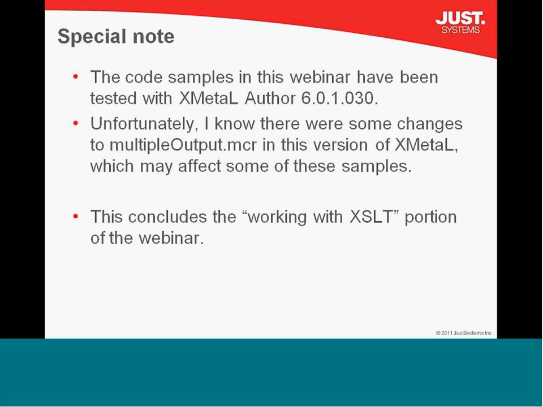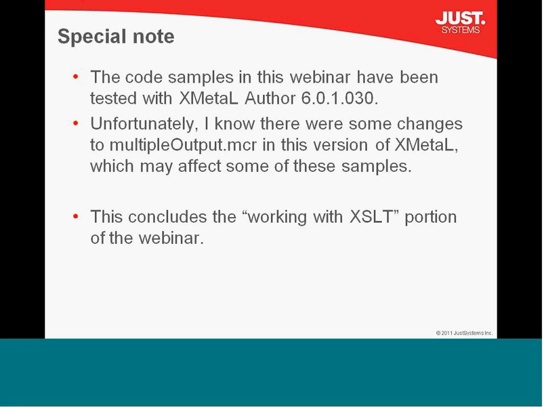Make a note at this point that the code samples in the examples so far have been using XMetaL Author 6.0.1.030, which is the very latest version of XMetaL. I happened to discover that we actually made some changes to some of the code in multiple output MCR in this particular version, which did affect some of these samples. It's only some slight reworking, but if you are using an older version of XMetaL, you may need to do a couple of things slightly differently than what we've done here. So the high-level view is the same, but a couple of the lines of code end up being different. In particular, in one case, there's one place where you need to call that setup function that I mentioned, that I didn't need to because I was using the latest version of XMetaL.